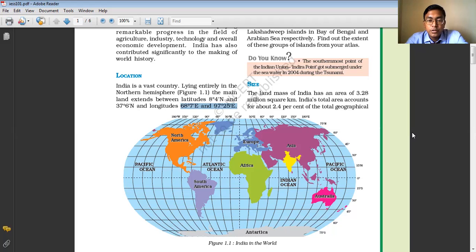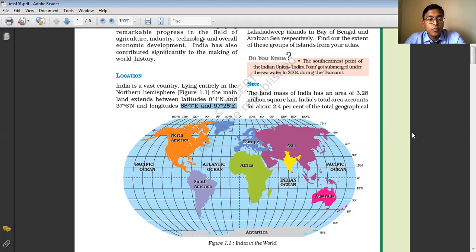Okay, so now let us discuss the size of India. India is one of the largest countries in the world, both in terms of size and in terms of population. In terms of size, India holds the 7th position, and in terms of total population, India holds the 2nd position, after China. So here we are going to discuss the size of India. India is one of the largest landmasses. It is surrounded by the oceans on 3 sides and by the Himalayan mountains on the other.